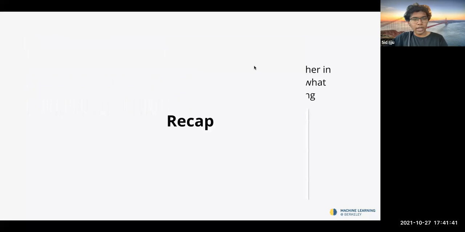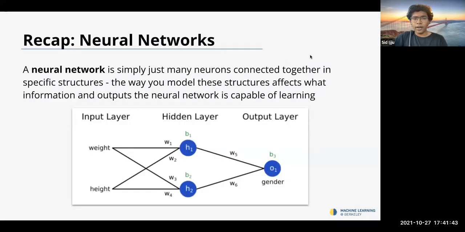First, a bit of a recap on some neural network concepts from week 4 and week 5. A neural network is simply a bunch of neurons connected together in specific structures, and the way you choose to put them together affects the information your neural network learns as its output. And as a reminder, a neuron itself is simply a linear equation passed through an activation function to give some other nonlinear number. That's essentially what a neuron is.